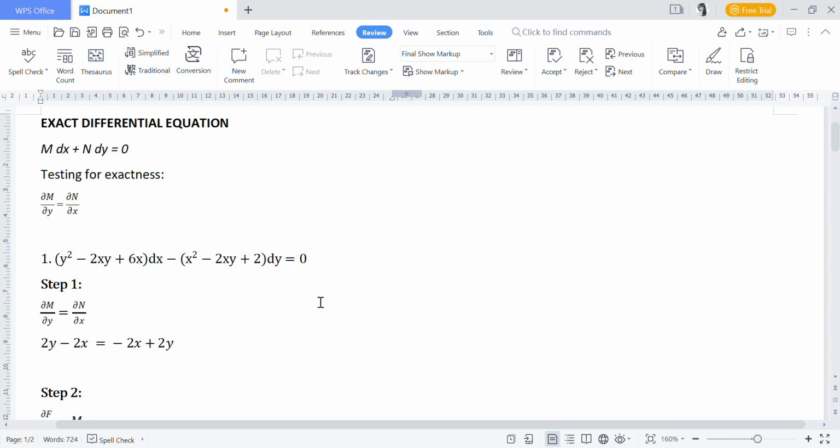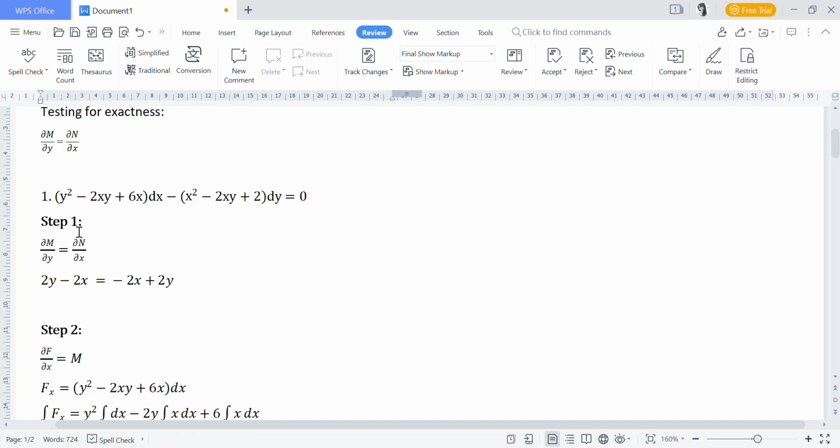So the first step in solving for exact DE is to test its exactness. So we have the partial of M in terms of y equal to the partial of N in terms of x. Let's solve for the partial of M in terms of y, and we're going to use this equation. So we're just going to differentiate this equation with respect to y, okay?